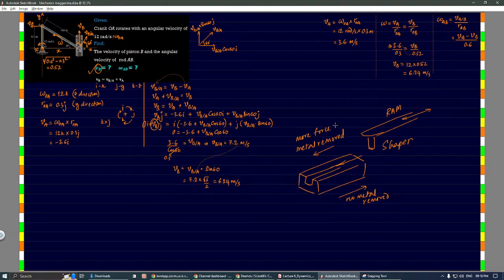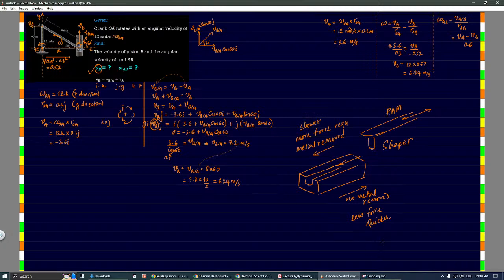More force is required. And for moving back, because no metal is removed, less force is required. So that is why backward motion happens quicker, and forward stroke happens slower.